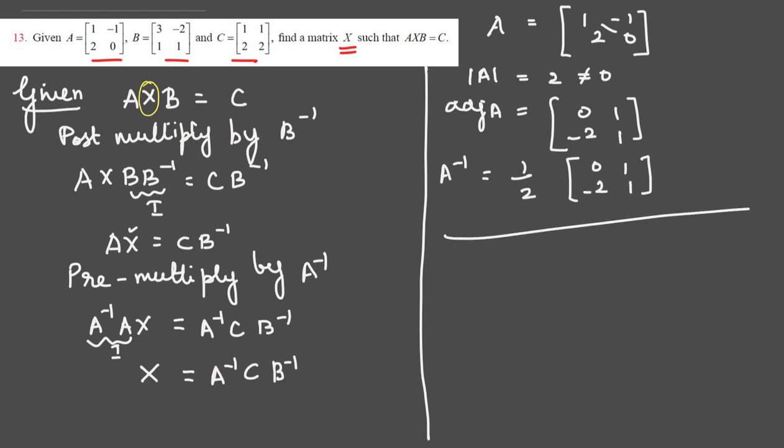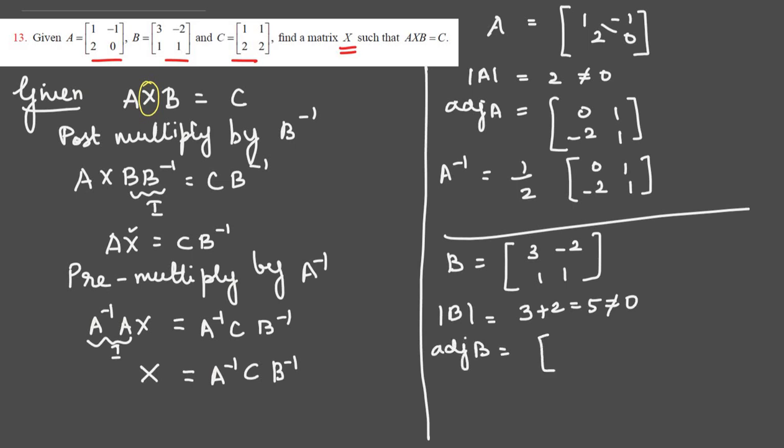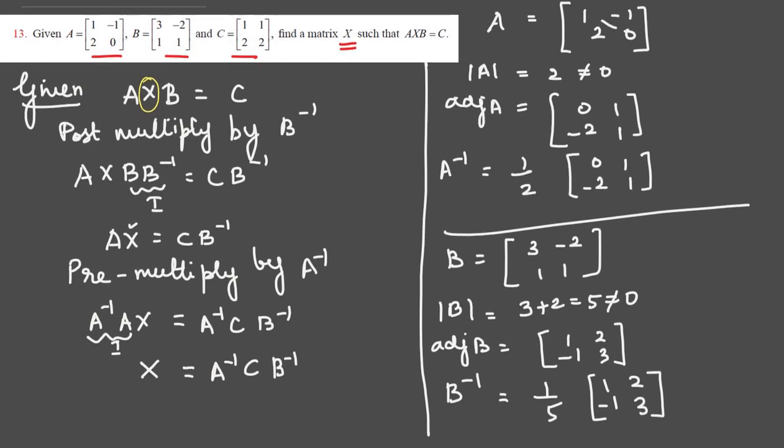Now we are going to find B inverse. The B matrix, from the question, is 3, minus 2, 1, 1. So the determinant of B is the determinant of 3, minus 2, 1, 1, which is nothing but 3 plus 2, equal to 5 and not equal to 0. We are going to find adj of B. Adj of B is equal to 1, 2, minus 1, 3. Now finding the B inverse, B inverse is equal to 1 by 5 times 1, 2, minus 1, 3. We have found now A inverse and B inverse.